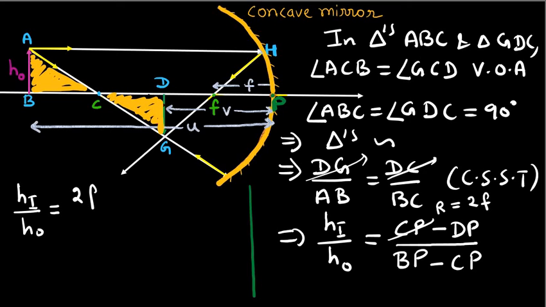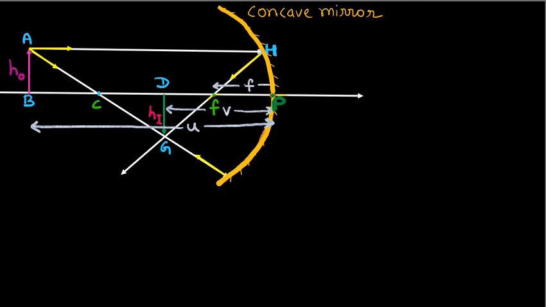So in place of CP, we write 2F minus DP, which is V, divided by BP. BP is the object distance minus CP. CP is the radius of curvature, which is twice the focal length. Let us call this equation 2. Now finally, in equations 1 and 2, the left hand sides are equal.